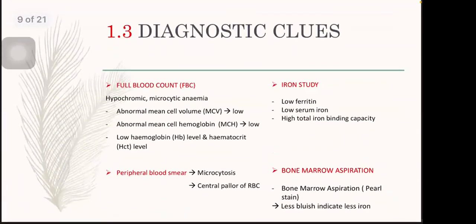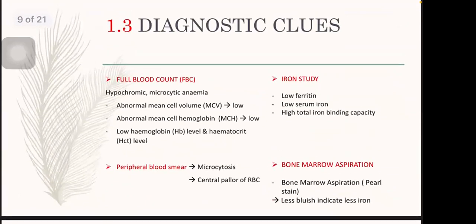Okay. Next is the diagnostic clues or investigation that can be performed to indicate iron deficiency anemia. First, we can do a full blood count, FBC, which shows the abnormal mean cell volume, MCV, low MCV and low MCH that indicates hypochromic and microcytic type of anemia. Also, it can show the low hemoglobin and also hematocrit level.